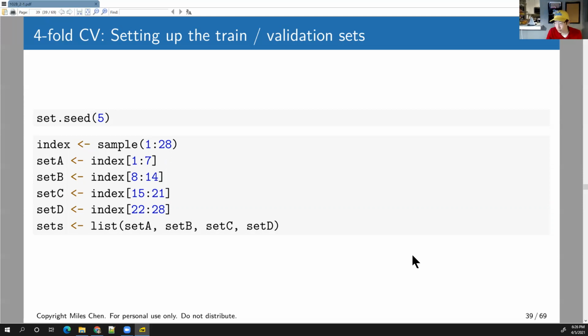Here I just did a set seed 5, and then I shuffle the indexes 1 through 28, so that shuffles them up. Then we're going to take the first 7 and put them into set A, the next 7 into B, the next 7 into C, and the next 7 into D. I'm going to combine them all into a list: set A, set B, set C, and set D. So this will have all 28 rows, but all shuffled up, with 7 random in each set.